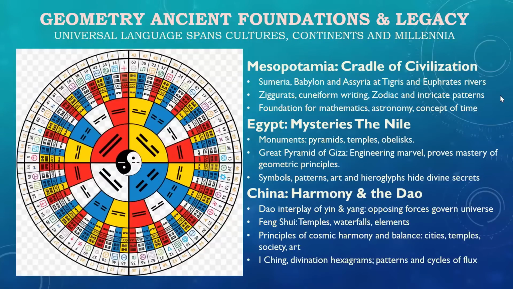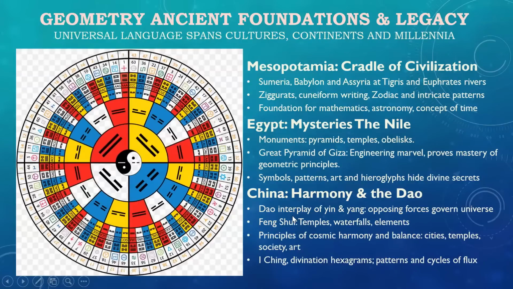We also see a historical context for sacred geometry throughout the world and throughout the ages. In Mesopotamia, the cradle of civilization, we have ziggurats, cuneiform writing, the origination of the zodiac and timekeeping, and foundations for math and astronomy. In Egypt, the Nile, we have the Great Pyramid, temples and obelisks, reinforcing the idea of timekeeping and measure. There's a theory that the Great Pyramid encodes the measurement of the planet.